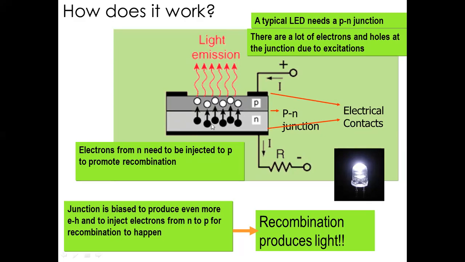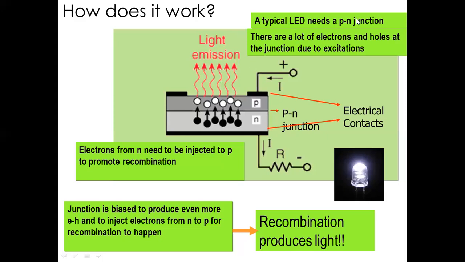During the process of injecting electrons into the P layer or P region, it promotes what we call recombination. The electrons are injected into the P layer with the holes, and that process we call recombination. During this process, what will happen? Some small amount of light will be emitted. During the recombination, some amount of light is emitted. That is called light emission.